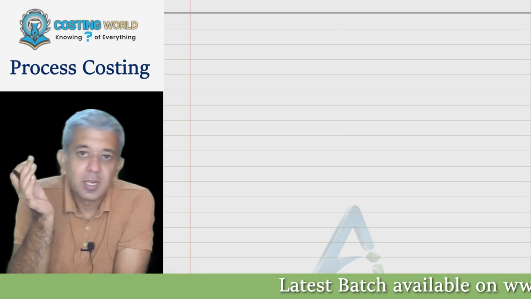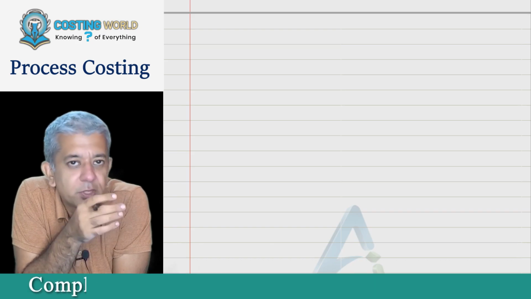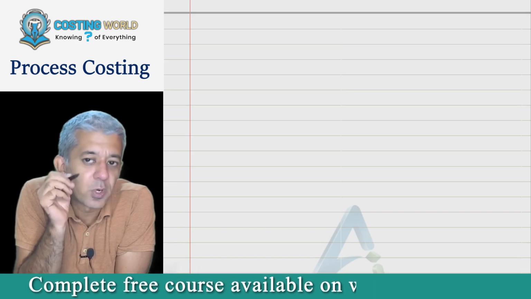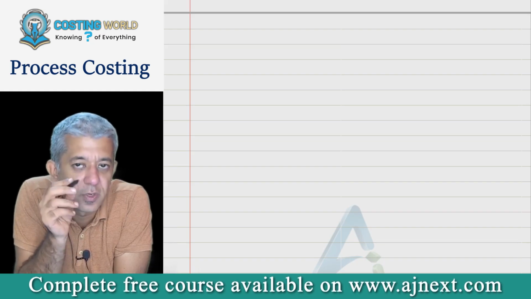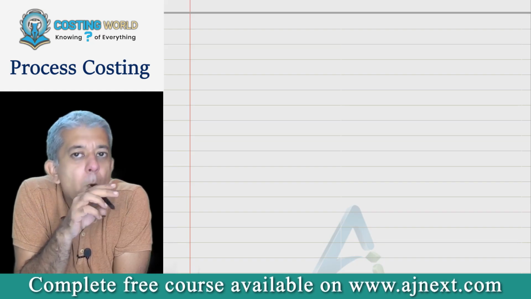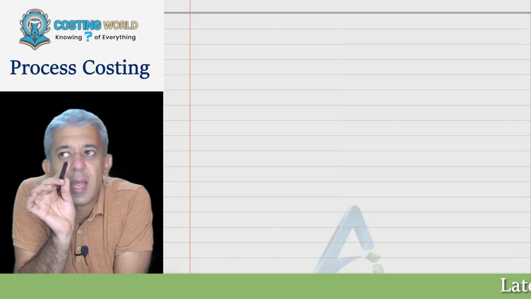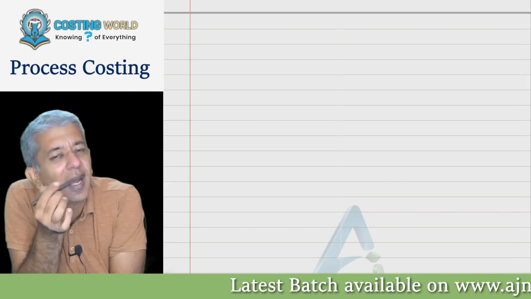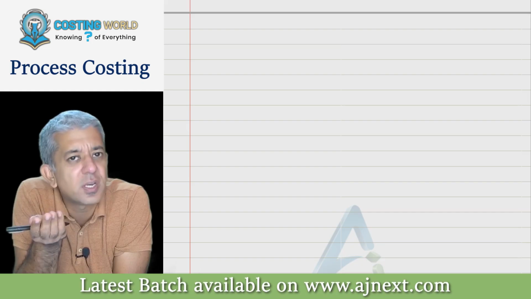See, till now, in whatever questions you did, wherever you prepared process 1, process 2 and process 3 accounts, process 1 always transferred the goods to process 2, no? Yes. And we always transferred at cost. We always transferred at cost. Sir, why do we transfer at cost?